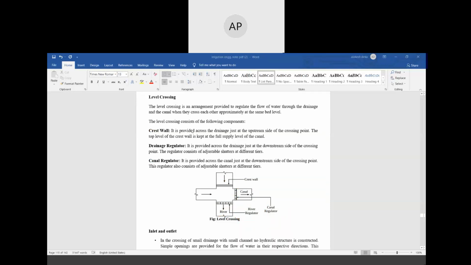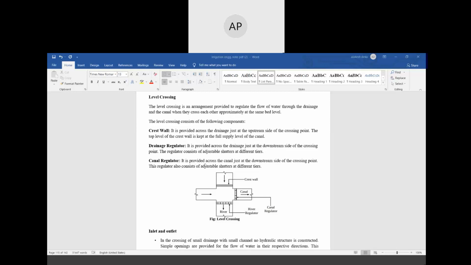Crest wall, where is it provided? It is provided across the drainage, just at the upstream side of the crossing point. The top level of the crest wall is kept at the full supply level of the canal. Drainage regulator: it is provided across the drainage just at the downstream side of the crossing point. The regulator consists of adjustable shutters at different tiers.